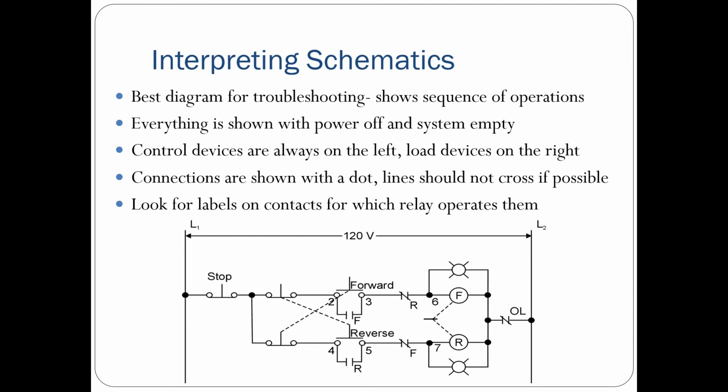This tells me when I energize my F coil, both those two F contacts are going to change state. The normally open one will close and the normally closed one will open. And same thing for the R coil.